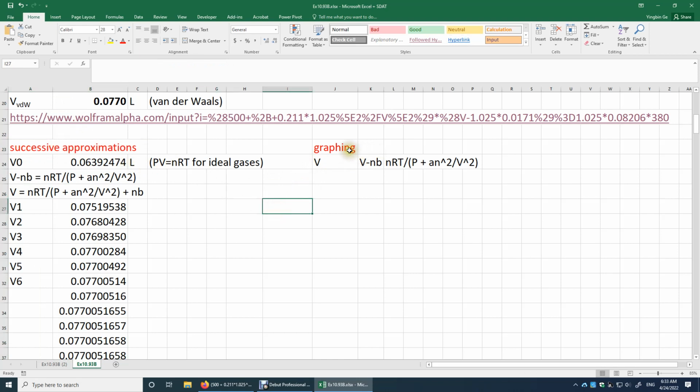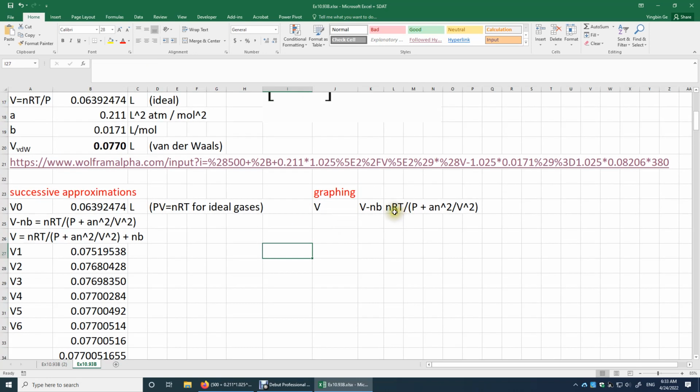The third method is just graphing. We're gonna graph two functions. One is V minus nB. The other is nRT over P plus n squared over V squared. Why is that? Look at this left-hand side. The left-hand side is V minus nB. The right-hand side is nRT over P plus an squared over V squared right here. So when this equals this, these two functions have the same value. They should cross each other.